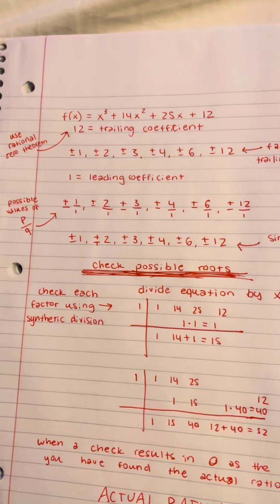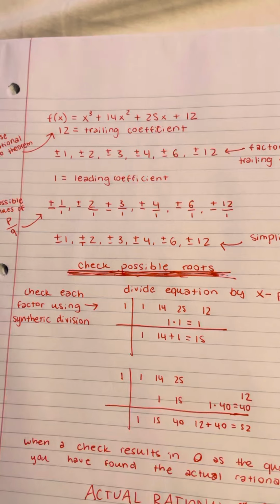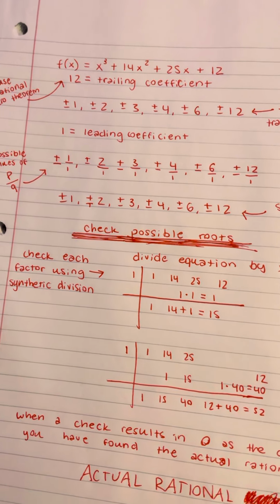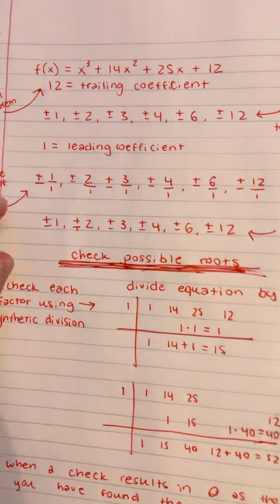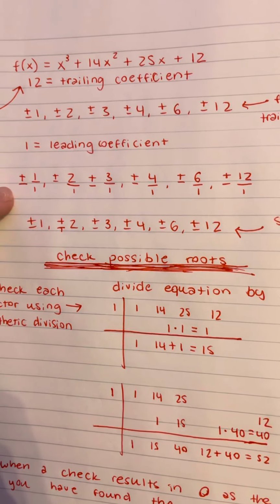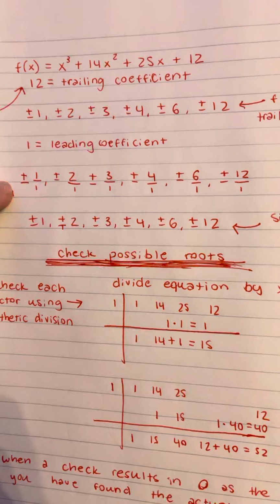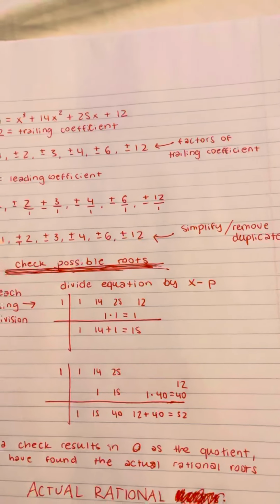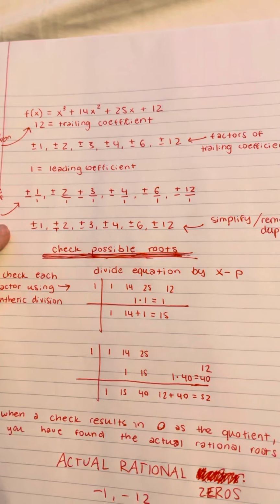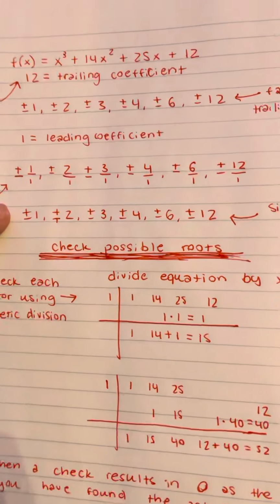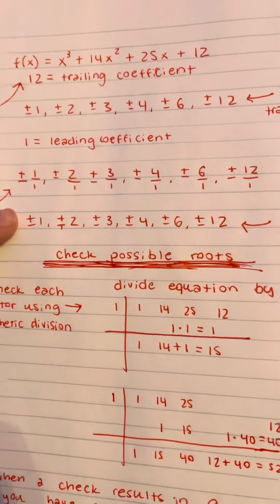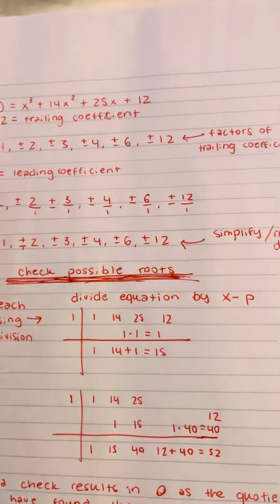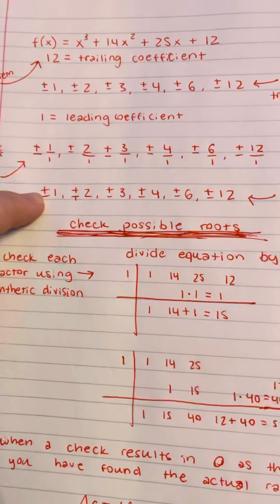And then you're going to find the possible values of p over q. So you factor it to find p over q, which are all of these. And again, you put both the positive and the negative. Once you simplify those and remove any duplicates, you end up getting the same factors as the trailing coefficient.